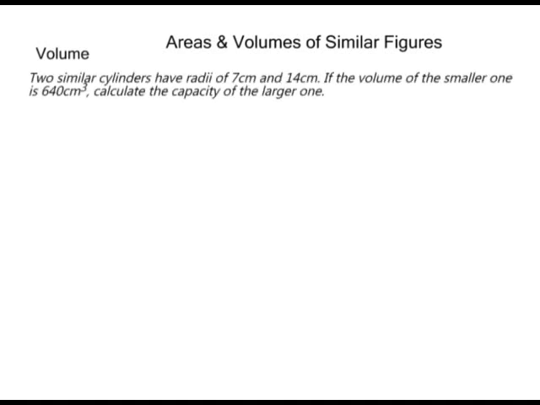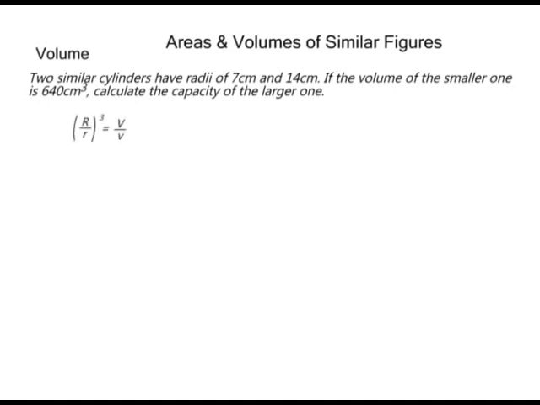In the same way, linear scale factor cubed is equal to the volume scale factor. If two solids A and B are similar, then linear scale factor cubed is equal to the volume of A over the volume of B. For example, two similar cylinders have radii of 7 and 14 centimeters. If the volume of the smaller one is 640 cubic centimeters, calculate the capacity of the larger one.